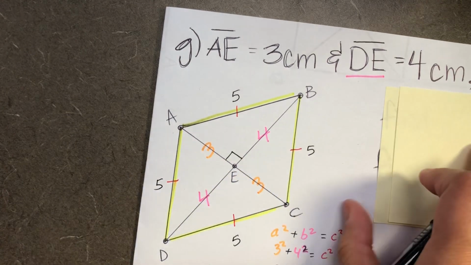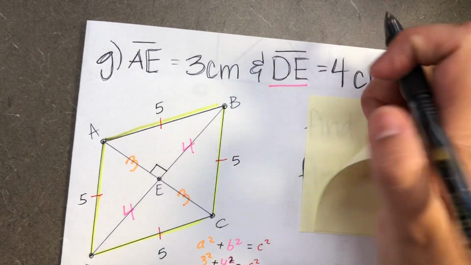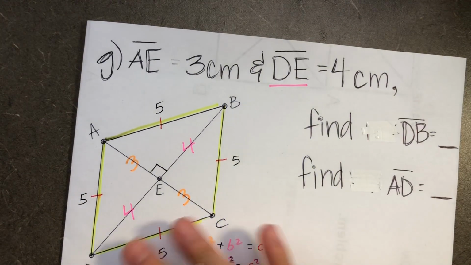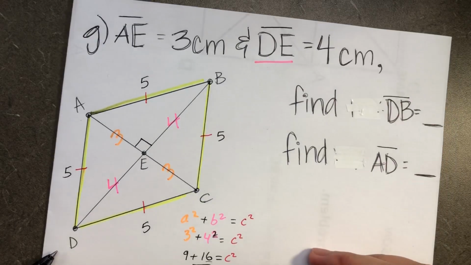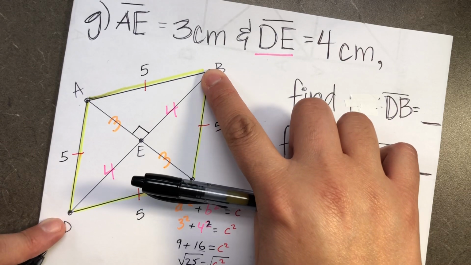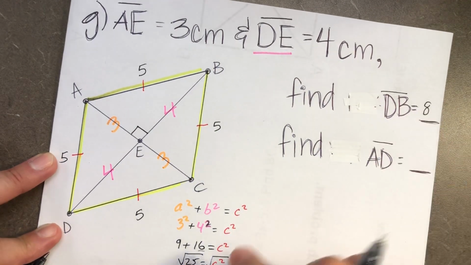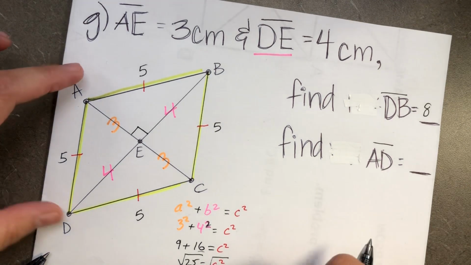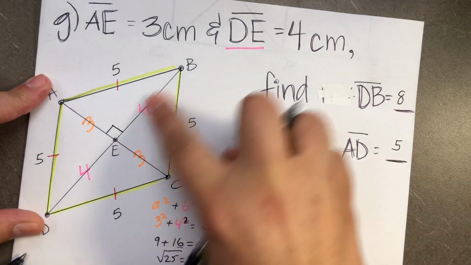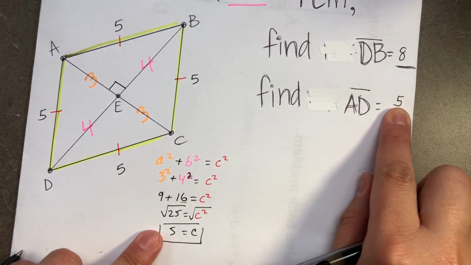So now it's like, okay, let me see what they were asking us to do. Wow, they were asking us to find DB. DB, do we have DB? Yes, we do. DB would be 8. And AD would be 5. See, this one used a diagonal, this diagonal right here. This one used the side, which is why we needed to use the Pythagorean theorem.